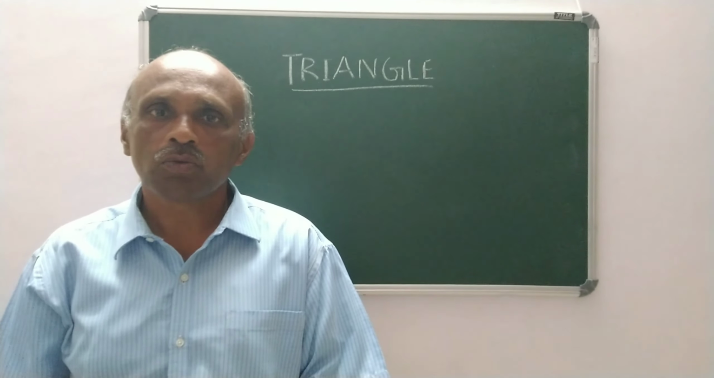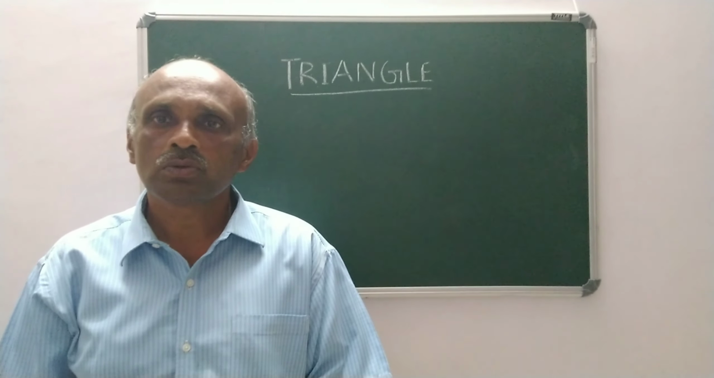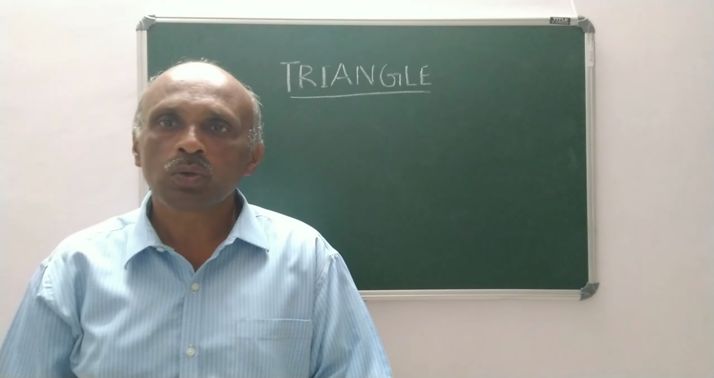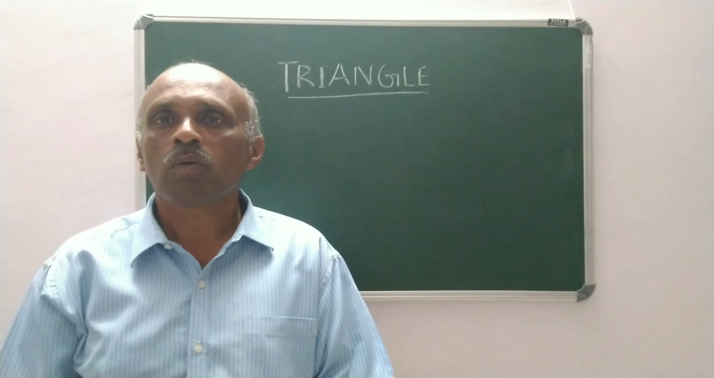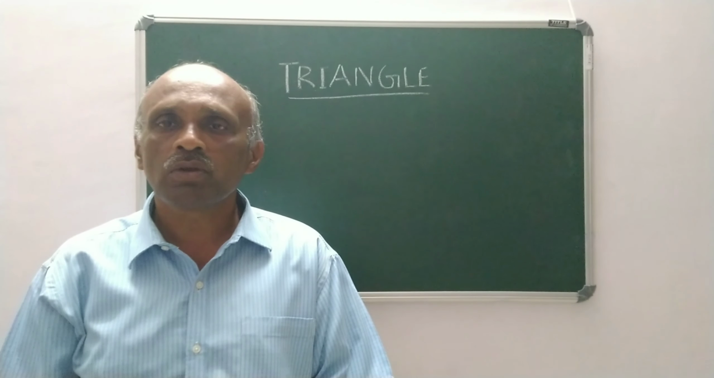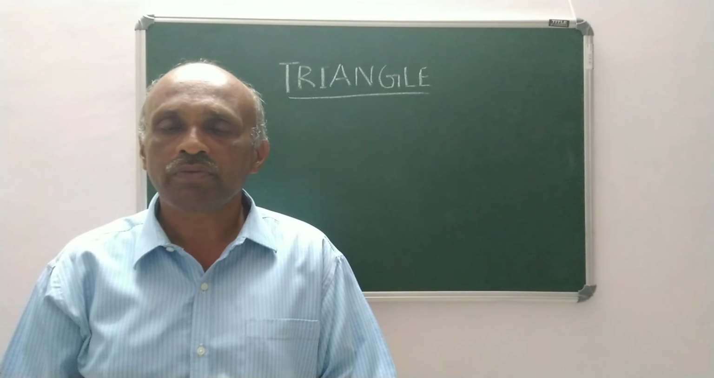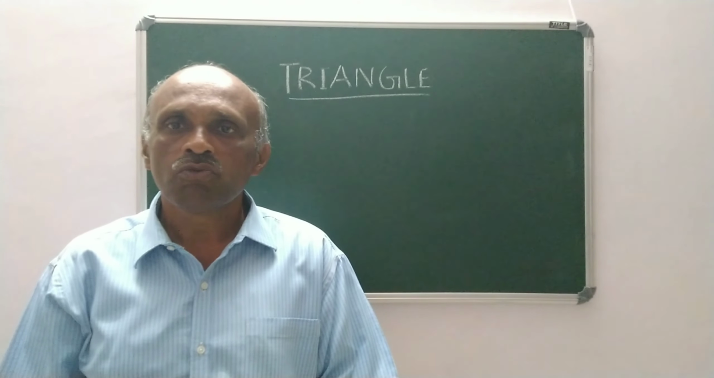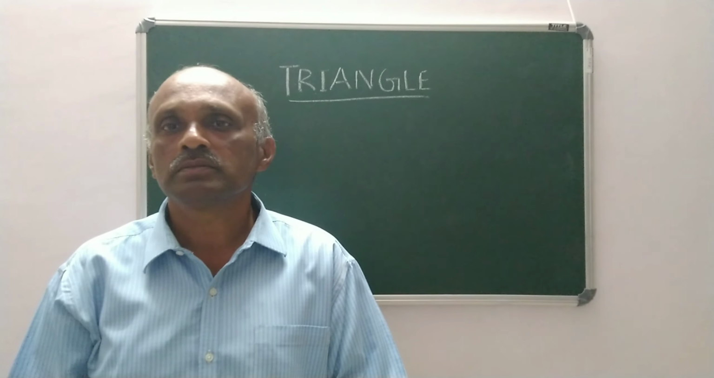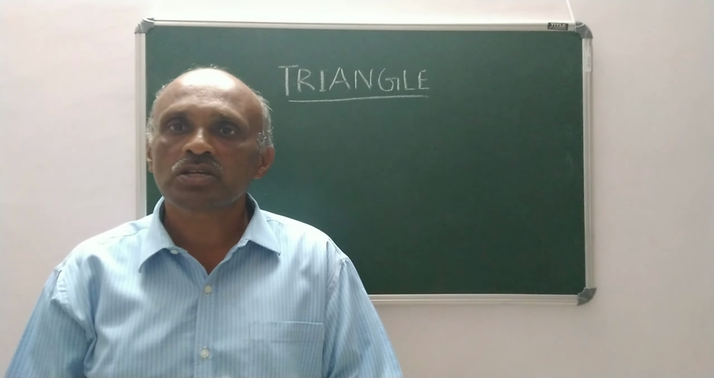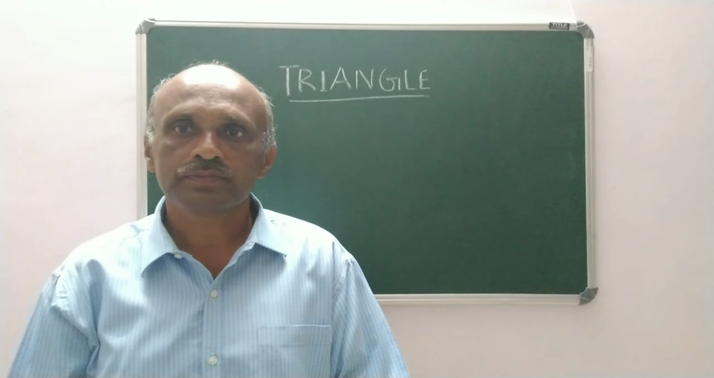Today we're going to learn about triangles. In this class we're going to learn what the definition of a triangle is and what the different types of triangles are. Then we'll also learn how to find the area of a given triangle. First, we're going to understand the definition of a triangle. A triangle is a geometrical figure bounded by three sides.